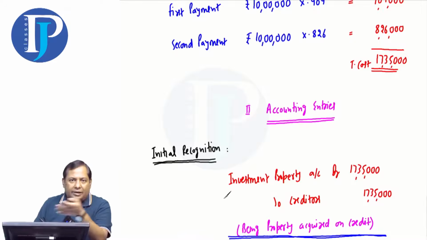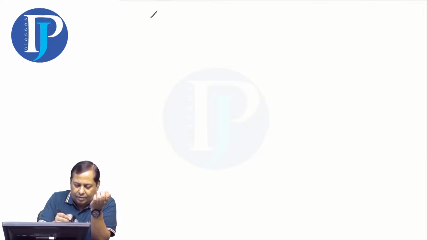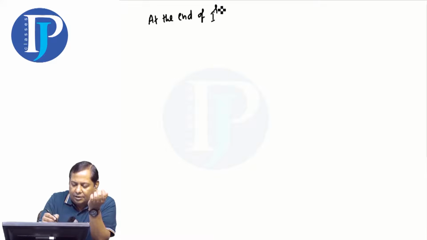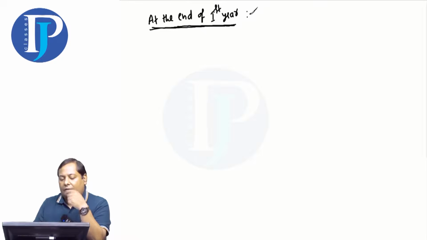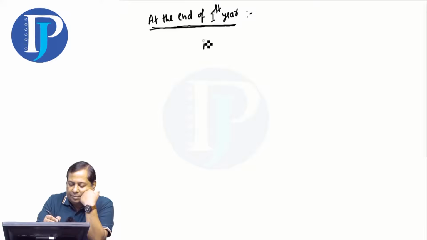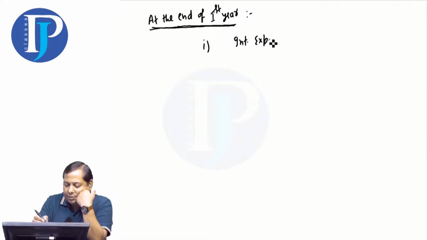So come with me, I'm taking you all to the next page. At the end of the first year, first I will write interest expense account debit to creditors.